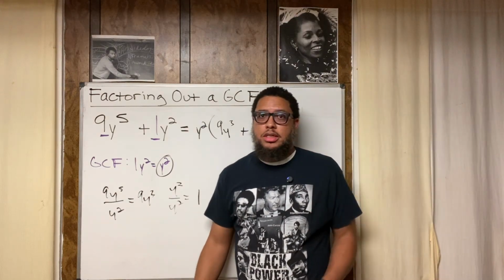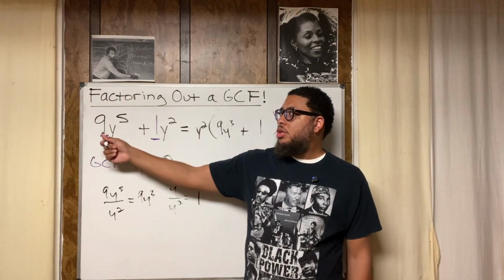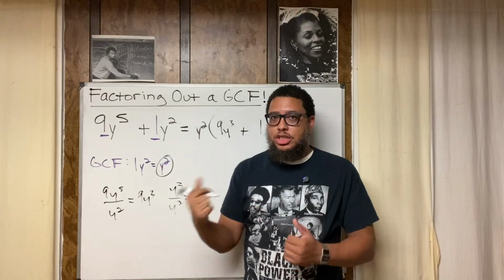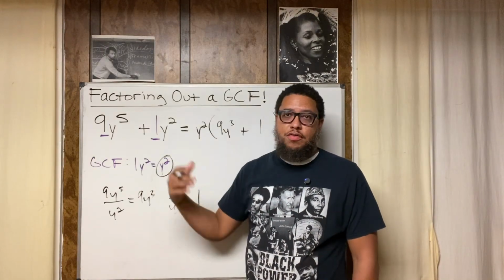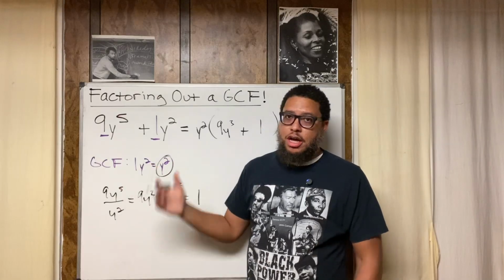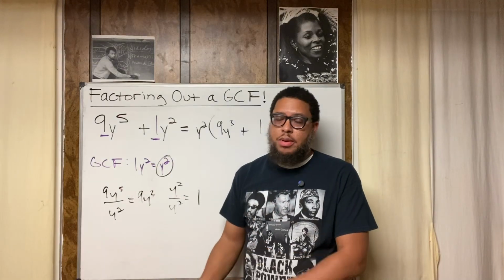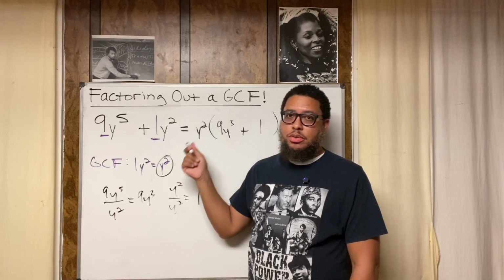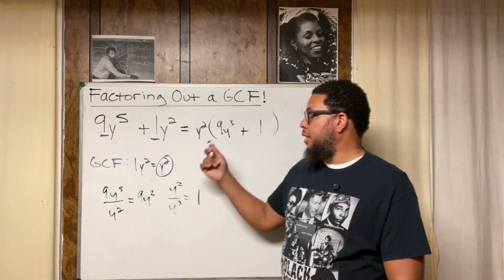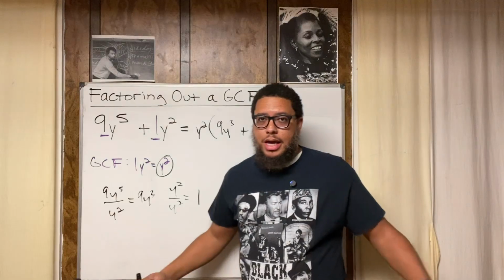So just look at the steps. The steps are you identify the coefficients, take the GCF for the coefficients. Look at the variables that they have in common. Take the GCF for the common variables. That's your GCF. Then you take each original term, divide each original term by the GCF. In this case, it was y squared. Throw those quotients inside the parentheses, and you're done.